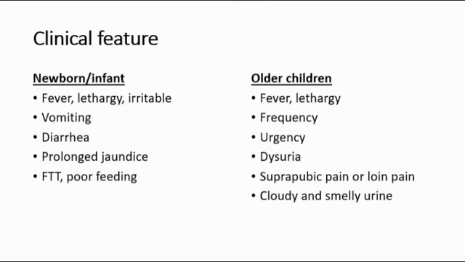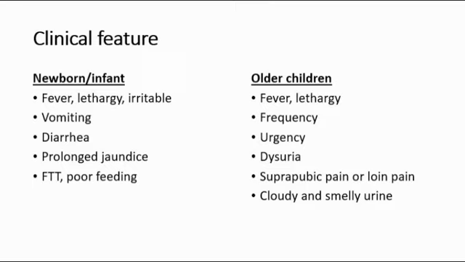The clinical features are different for newborn or infant versus older children. For newborns, the features are more subtle, which includes fever, lethargy, and they might appear more irritable. And they might have vomiting and diarrhea. Some may present with prolonged jaundice, which means yellowish discoloration of the body or sclera for more than 14 days for term babies. And they might have poor growth resulting in failure to thrive and also poor feeding due to poor appetite.